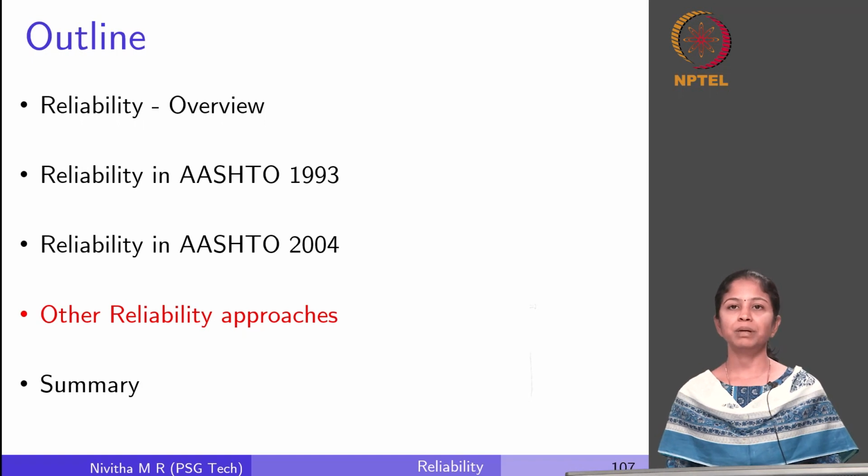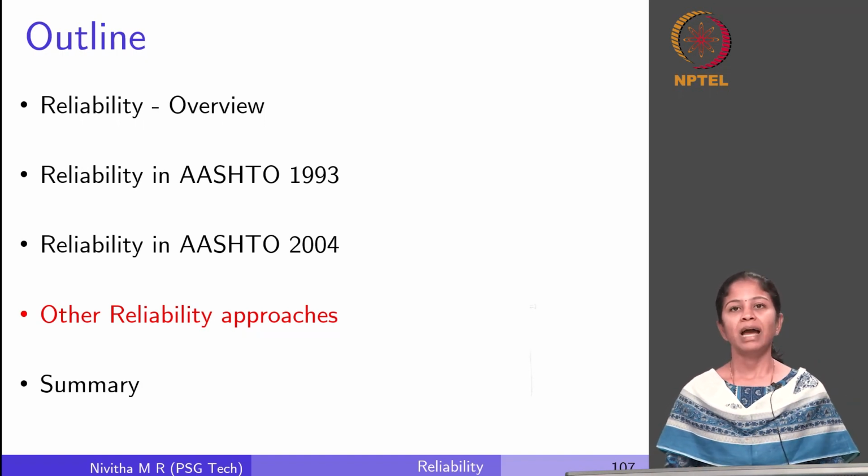In the next lecture, we will talk about other reliability approaches that we will be using. I will show you an example of a Monte Carlo simulation wherein we will see how the realistic variations in input parameters can be used and how the reliability can be estimated for a given traffic condition, right. So, that we will see in the next lecture. I will stop this lecture here.